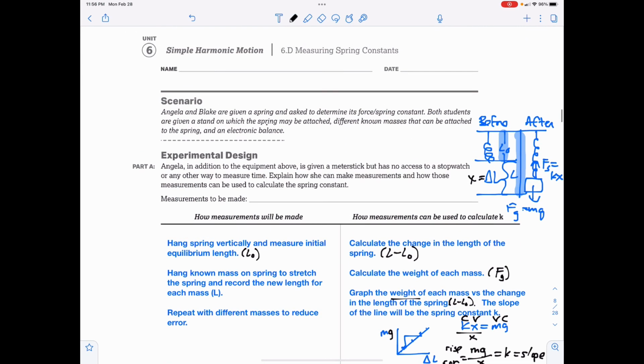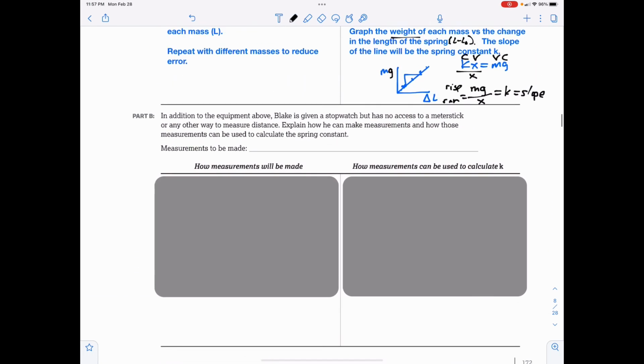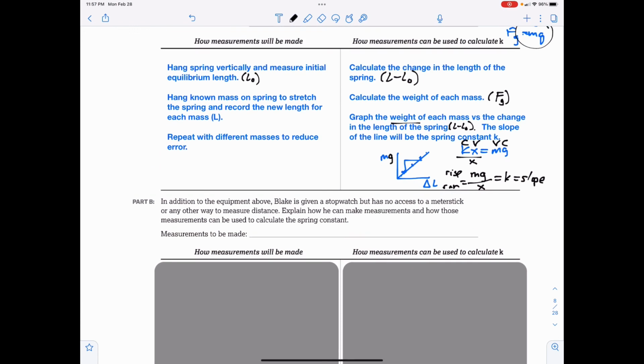Well, Angela used Hooke's law, which tells us that the restoring force is directly proportional to the displacement from equilibrium, but opposite in direction. It's Hooke's law, and quite honestly, Newton's first law, that we're equating, those forces that are in opposite directions. Well, Blake, on the other hand, is going to use a method where we take our mass and we let it hang.